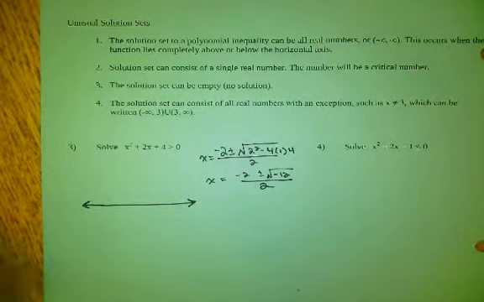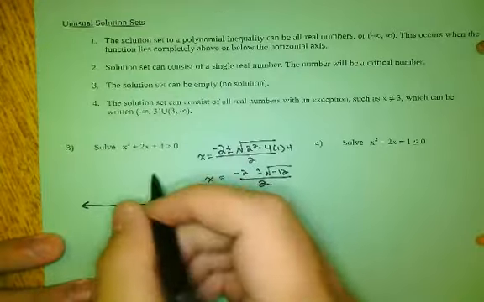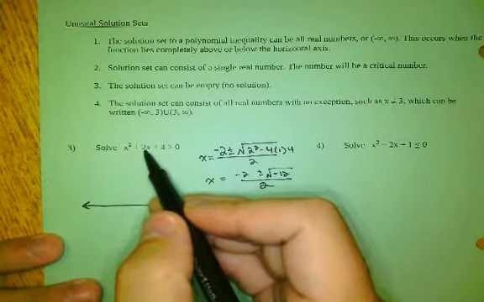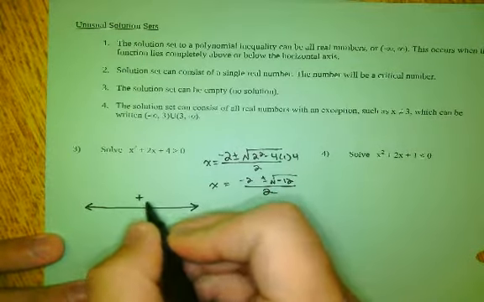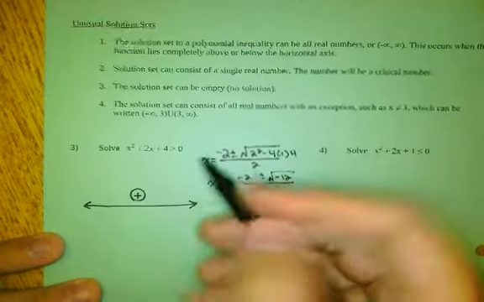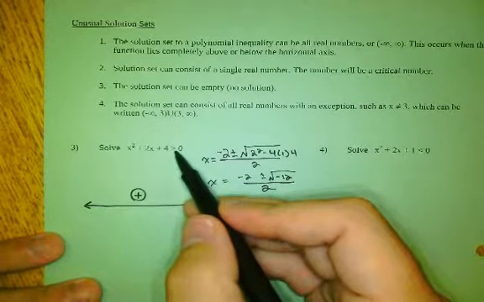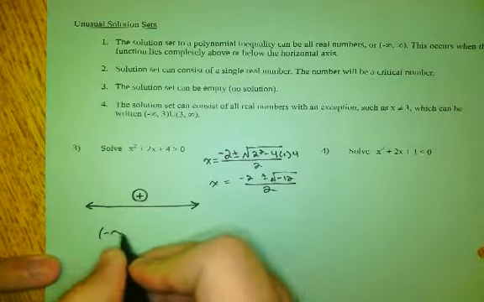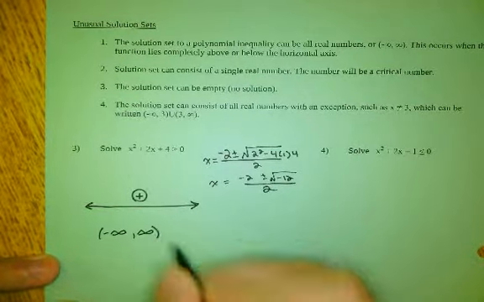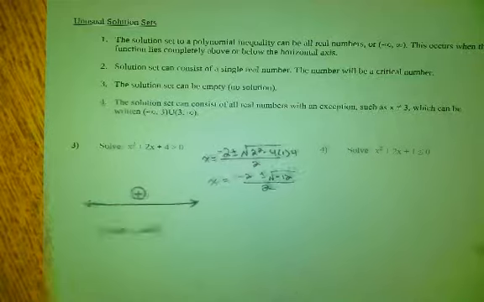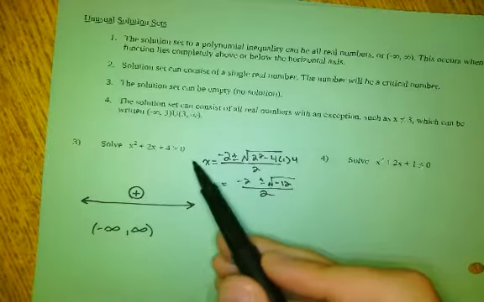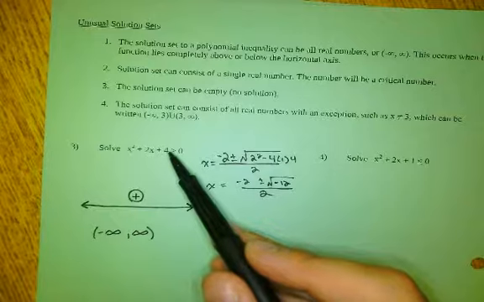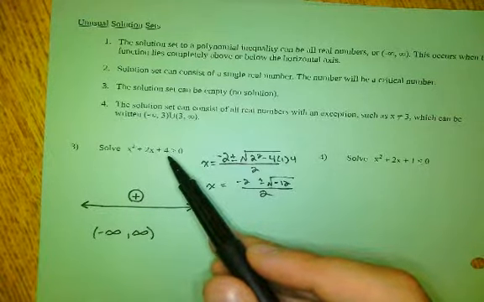What's an easy point to pick? 0. What happens when I plug in a 0? I get 0 squared plus 2 times 0 plus 4, which is a positive number. Okay? What am I looking for? Positive numbers. So what's my answer? All real numbers, negative infinity to infinity. What if this was flipped the other way? There'd be no solution.